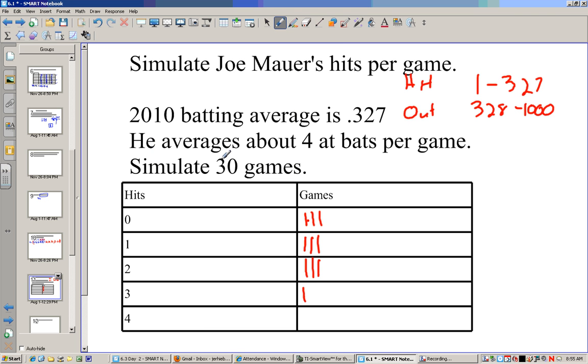In class we simulated this 30 times, but I don't want to put you through all of those. Hopefully you understand what we're doing. We're just hitting enter, and if it's between 1 and 327, we call it a hit. Otherwise, it's an out. So 3 times he got 0 hits, 3 times he got 1 hit, 3 times he got 2 hits, and 1 time he got 3 hits.